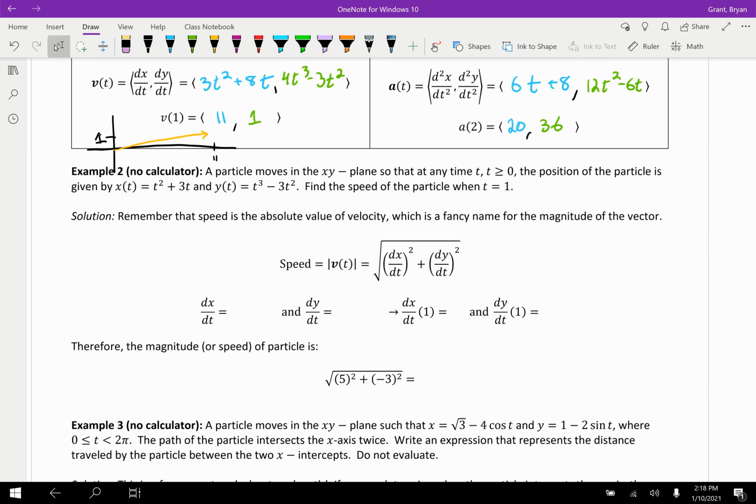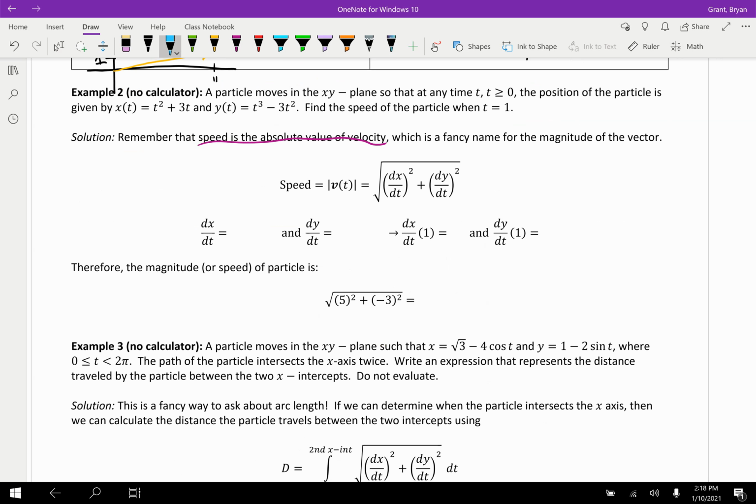They give us the position, find the speed when time is 1. Well, we do need to keep remembering that speed is the absolute value of velocity. Very important. Okay, and that means the magnitude of our vector. This is just the Pythagorean theorem. So what do we need to do here? I'll try to continue with these colors as we go through. We take the derivative of x, 2t plus 3, and the derivative of the y component, 3t squared minus 6t.